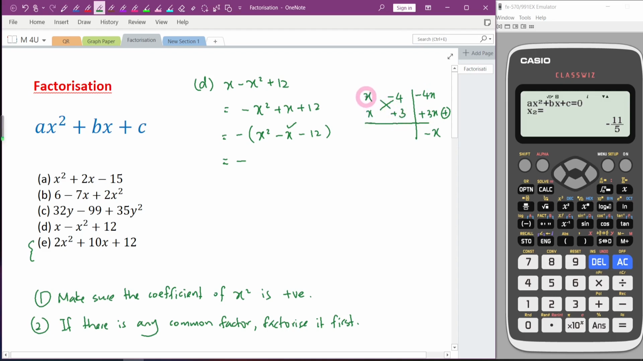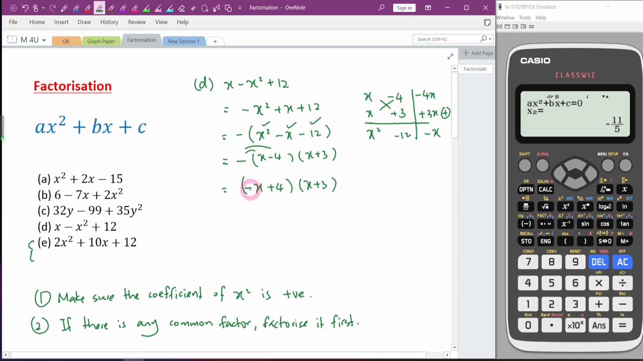Now let's double check. x times x, we will get x squared. Correct. Negative 4 times positive 3, negative 12. Correct. These two add up together, we get negative x. Now x minus 4, x plus 3. So if you want to bring in the negative sign here, you can either bring it in here or here. So in this situation, I'm going to bring it in here. So it will become negative x plus 4, x plus 3.